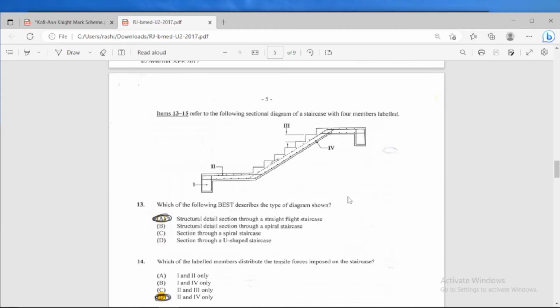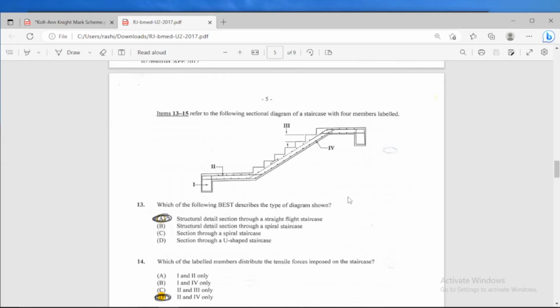Is it a structural detail section to a straight flight of staircase? Is it a structural detail section through a spiral staircase? Is it a section through a spiral staircase? Or is it a section through a U-shaped staircase? And the simple answer here is that it's a structural detail section through a straight flight staircase.